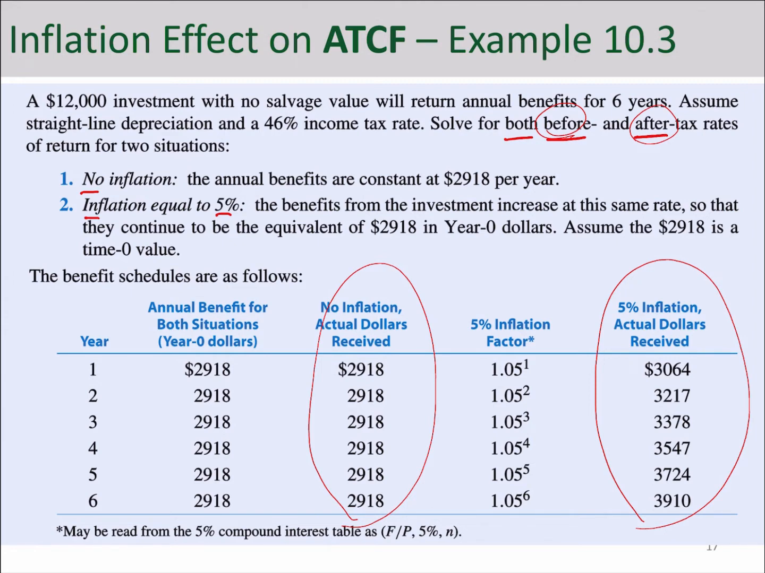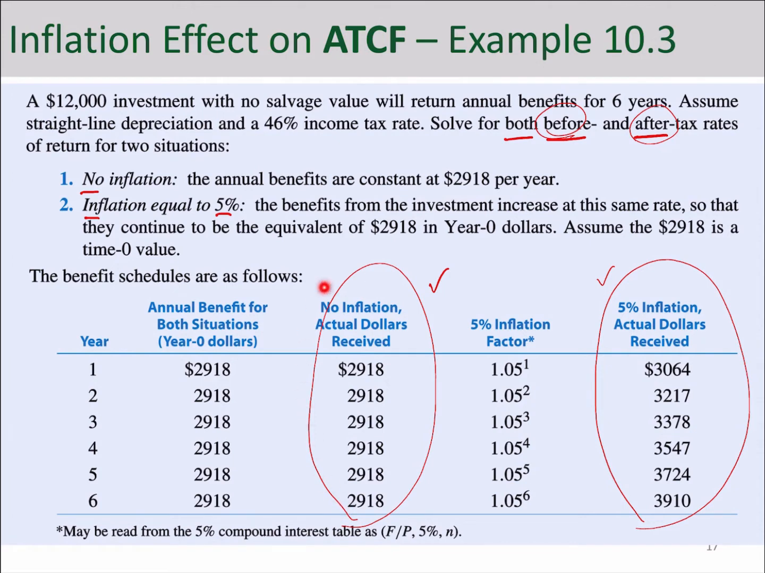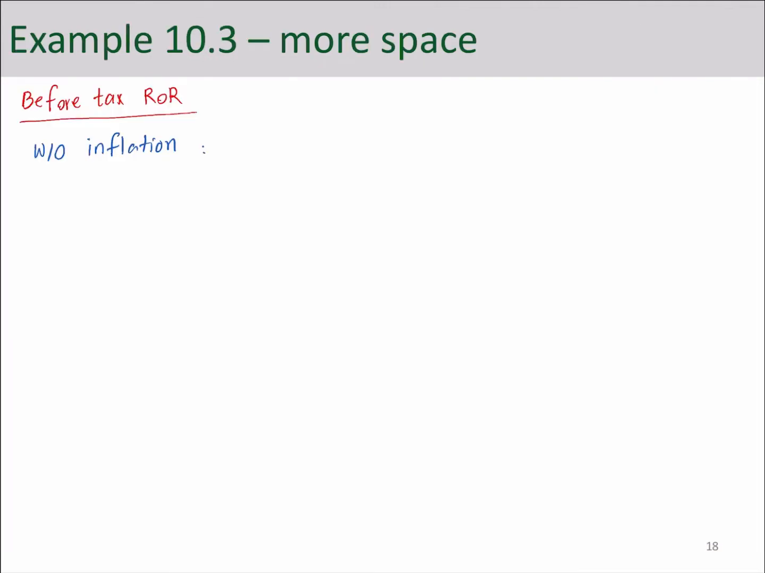So let's start with before tax cash flow and calculate the rate of return for both with inflation and without inflation. For the before tax rate of return, if we do not have any inflation, then we can calculate the rate of return by setting the present value equal to 0 and solving for the interest rate. The without inflation cash flow is here. We are investing $12,000 at the beginning, and then we're getting these benefits each year. So the present value would be negative $12,000 plus 2,918 times P given A at some I percentage in 6 years.